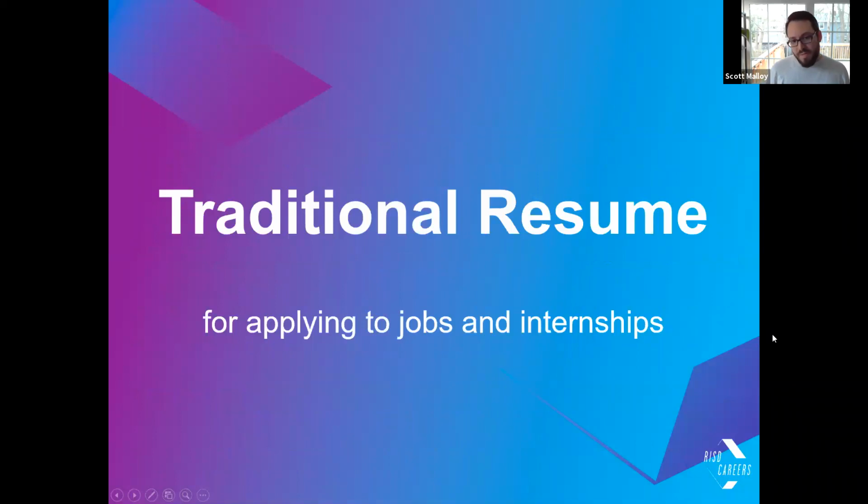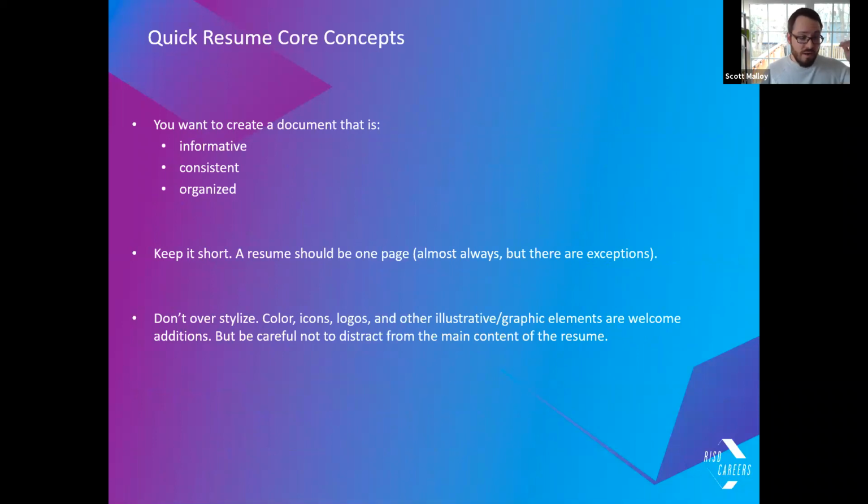So with that said, let's dive into that first kind of resume, the traditional resume that's used for applying to jobs and internships. Building off of Susan's great point, here are some quick core concepts to keep in mind for this type of resume. Your overall goal is to create a document that is informative, that puts across the information you're trying to communicate, that's consistent in its formatting and visual structure, and that's organized. Essentially, it's easy for somebody to read and easy to get the information they want.